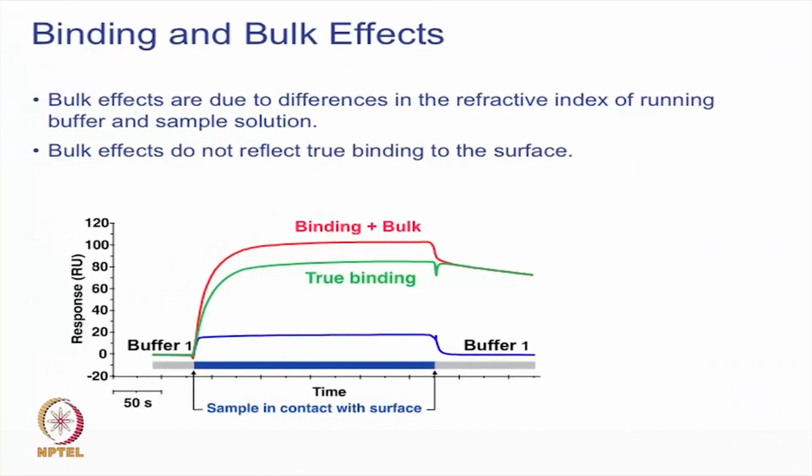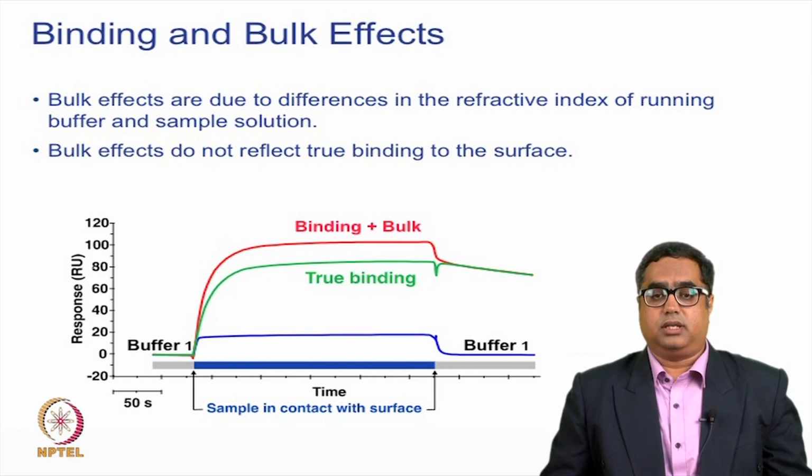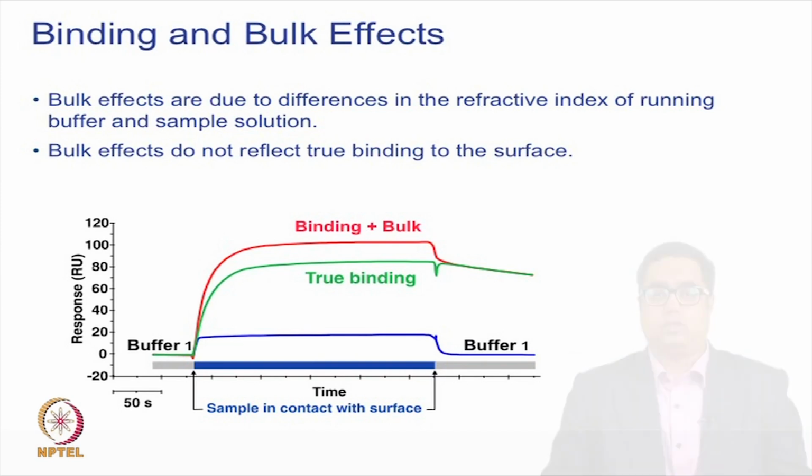Another important parameter to consider when designing these experiments is the bulk. Bulk is nothing but the difference in refractive index between the running buffer and the sample solution. This is a place where most people go wrong in their assays and do not get proper kinetic data. So I would suggest that people equilibrate their analytes to the running buffer, so as to get good kinetic data.